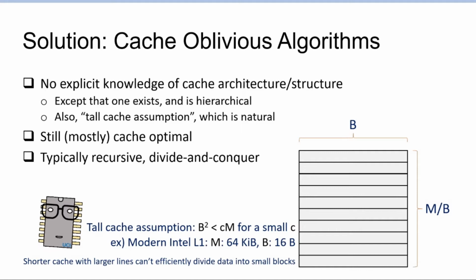assumptions are important is that if we have a shorter cache, meaning not tall, short, where B squared is larger than cM for a small c, if you have a shorter cache with very, very long cache lines, if we think of an extreme scenario, we can think of caches with, say, 64 kilobytes cache, but each cache line is 2 kilobytes, for example, which is not something that people typically do. But if we have something like that, they cannot efficiently, at a high level at least, divide data into small blocks. And that's one of the big reasons that we have this assumption.